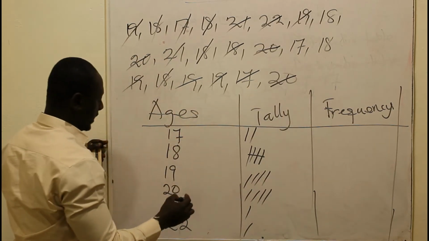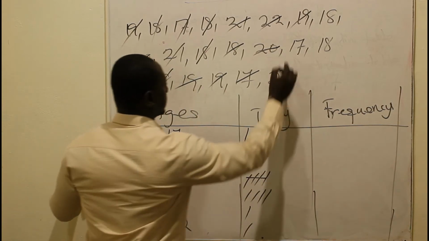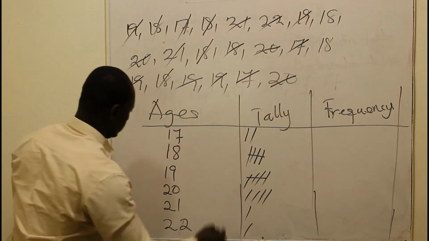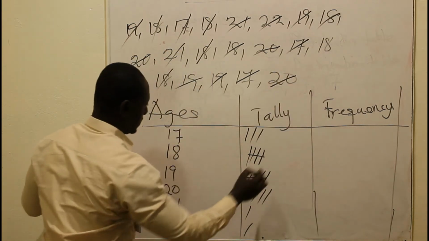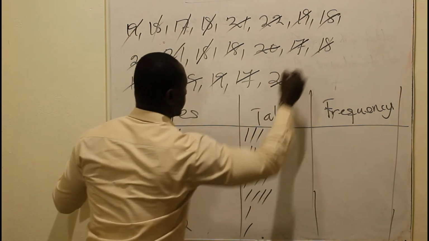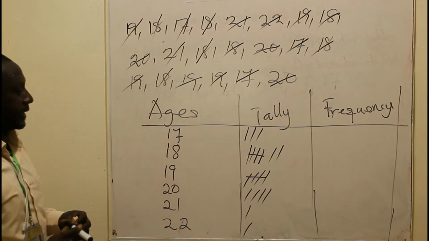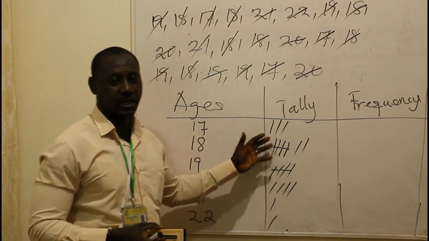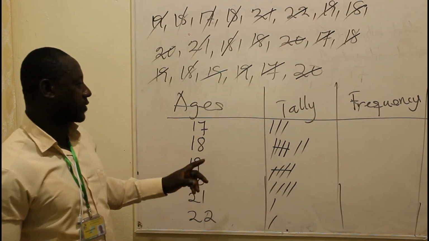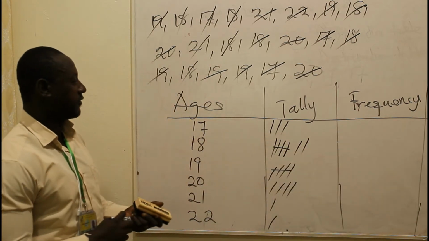I have 4 of the 19s, so the 5th one will be used to cross it. And then 17 is also in this way. 18. Like this, then 18 like that. So when we are done, we are now going to count the number of strokes that you have gotten under the tally, and when we do the counting, that is going to represent the respective or the corresponding frequency.